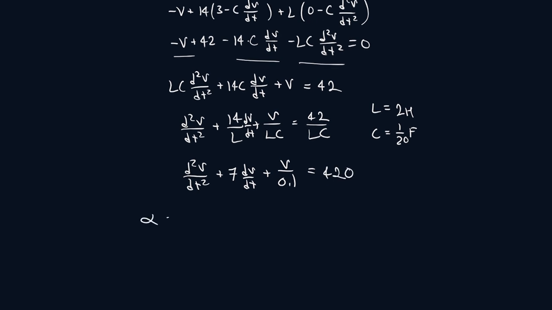So now to get our alpha and our omega, our alpha is going to be this value times 1 over 2, so 7 over 2, and our omega is just going to be, so let me just move the V here, our omega is going to be this value squared.